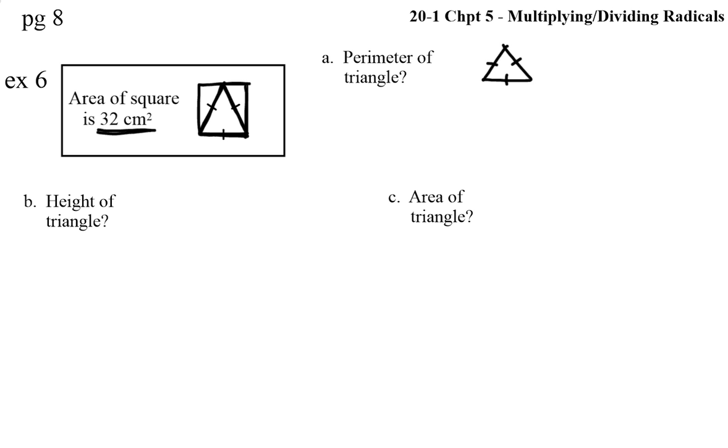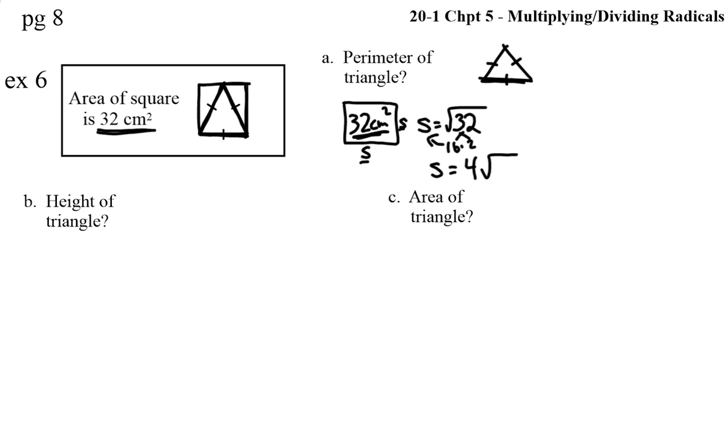So the perimeter of the triangle is what we want, but we need to know the side length first. Well, our triangle has a 32 centimeters squared area, and when you have a square, the side length is the square root of the area. Because it's side times side to get 32, we're going to square root the 32 to get a side length. Simplified though, this is 16 times 2, so rooting out the 16, the side length is 4 root 2.